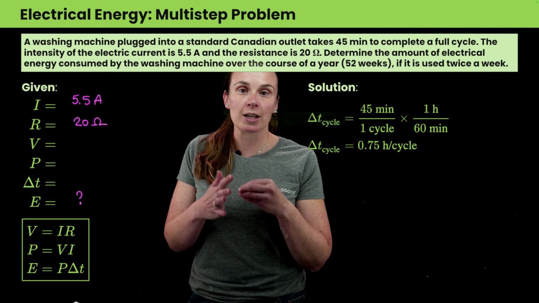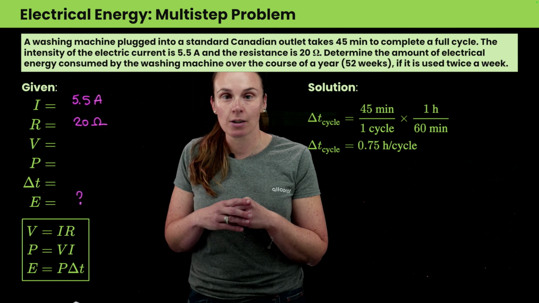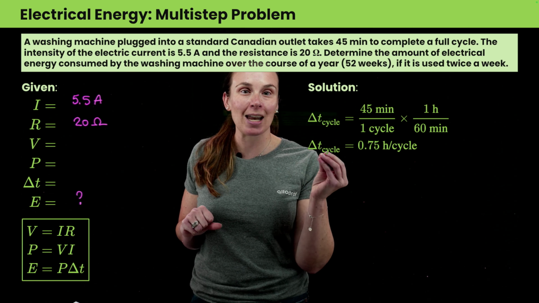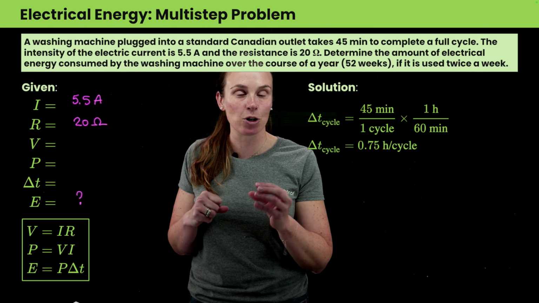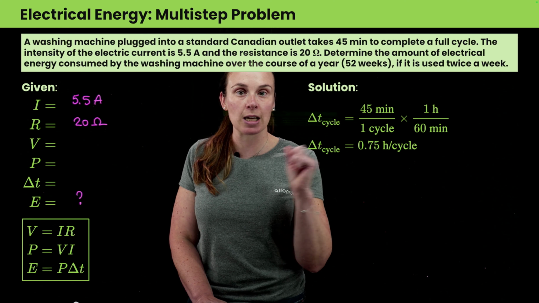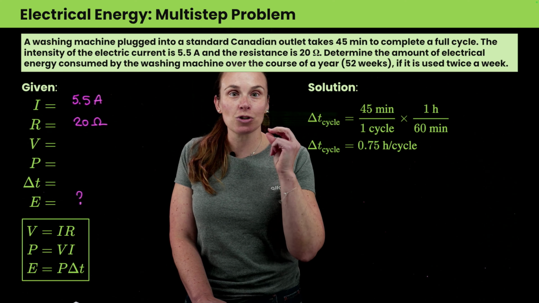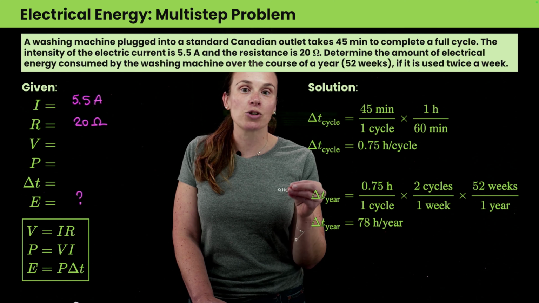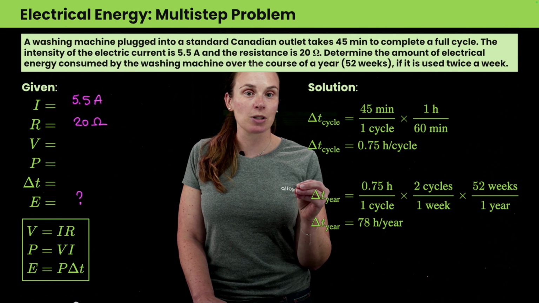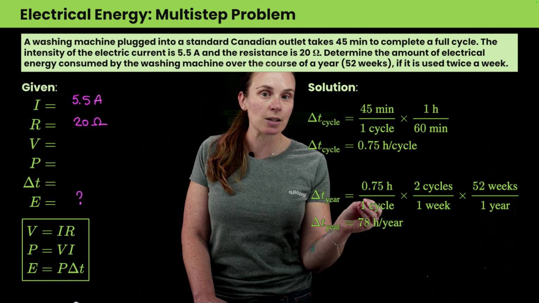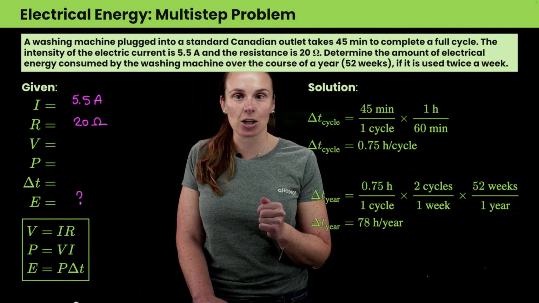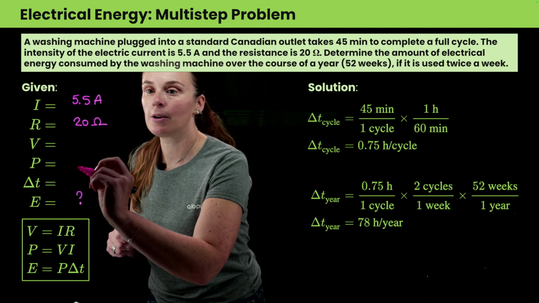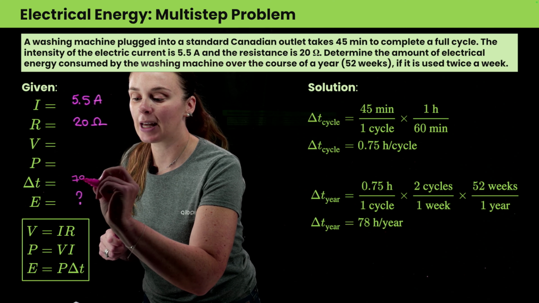So we're going to tackle the time. So 45 minutes, we're going to put it into one cycle. Okay, so we're finding out how much that is per cycle, and it's 0.75 hours per cycle. So we did the conversion here. Now we have 2 times a week over 52 weeks. So we need to take that into consideration as well. So 0.75 hours per cycle times 2 cycles times 52 weeks, we get 78 hours a year that this washing machine is running. So I can put 78 hours in my time that I know.